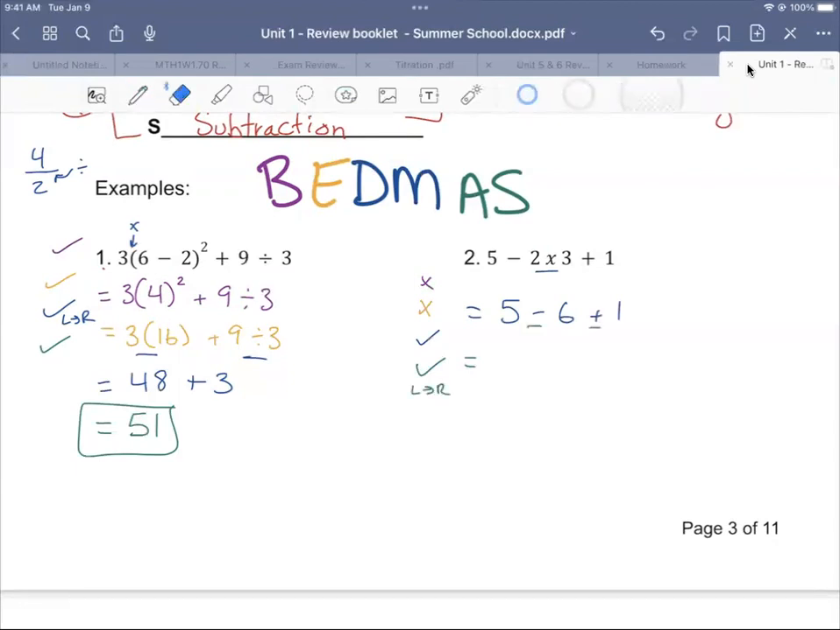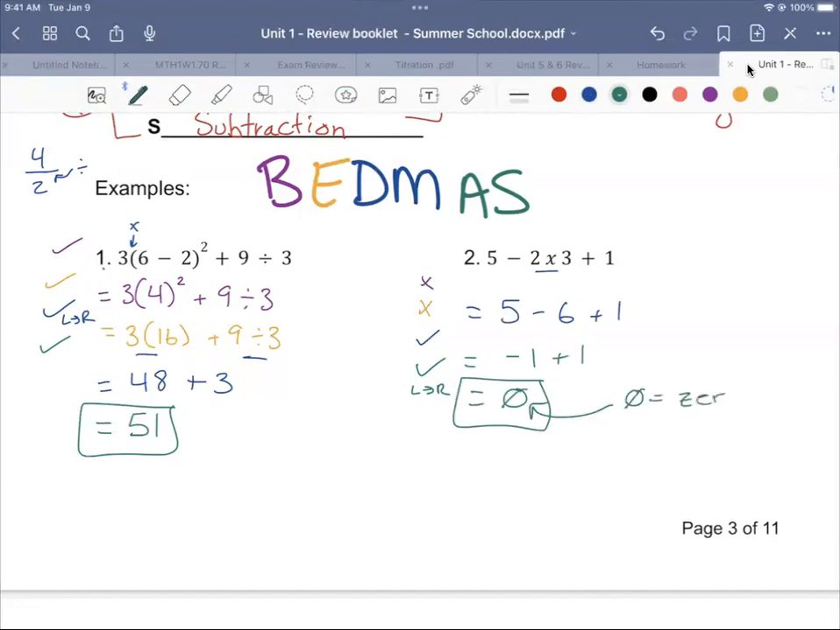5, just going to erase that so it doesn't look like an equal sign. 5 minus 6 is -1 plus 1, which is 0. And just so you know, for future reference, this is equal to a 0, and this would be a letter of the alphabet. So this would just represent an O in the alphabet. This would represent a 0.